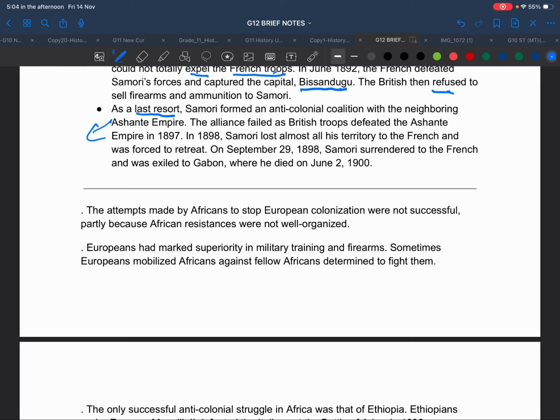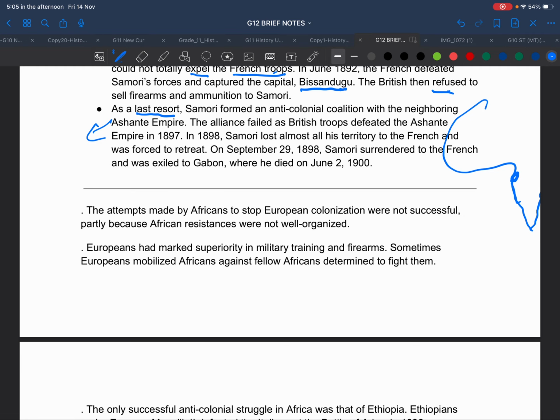Gabon was around here, another French colony, nearer to Angola. Okay, he was exiled there, in Gabon. He died on June 2, 1900, meaning that his empire, West Africa, came under the direct control of the French. And we'll see the Ashanti fell into the hands of the British as well, almost at the same time.